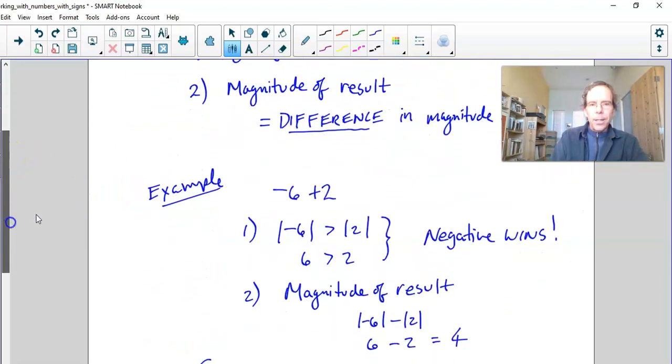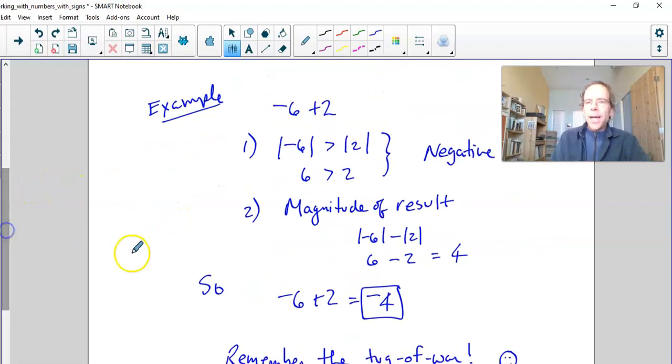I've got an example right here. So -6 plus 2. Compare their magnitudes. I'm comparing the absolute values. You don't have to do this. I'm just showing it because mathematically this is how you describe comparing the magnitudes. So we see that the magnitude of the -6 is bigger than the magnitude of the 2. And the -6 is negative. The negative wins because its magnitude was bigger. So we know the end result's going to be negative. How do you get the magnitude of the result? Well, you subtract the magnitudes. Forget the signs, you go 6 minus 2, you get 4. The end result is negative 4.